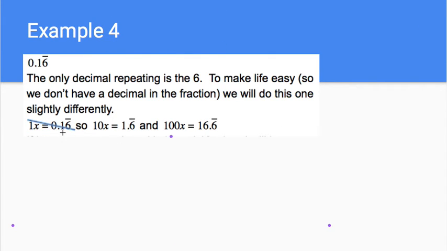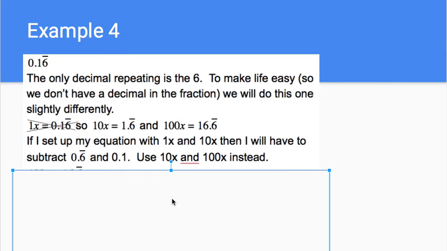If I use that, what's going to happen is I'm going to have to subtract 0.6 repeating, and then I'm going to have to do like 0.6 minus 0.1. I'm going to end up with like a decimal in my fraction bar, and then I'm going to have to do a lot of conversions there. I'm going to skip that mess, and I'm going to use these, because if I use 10x equals 1.6 repeating and 100x equals 16.6 repeating, those 0.6's are going to be gone. Everything in the decimal is going to be eliminated. That's what I want to do. So I'm going to use the 10x and the 100x equation.